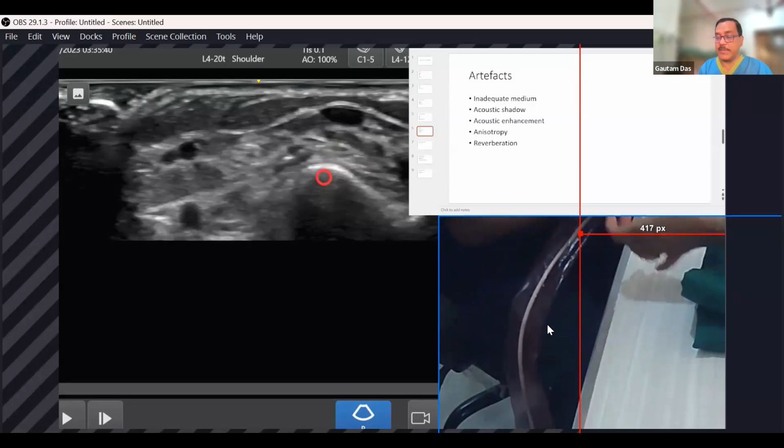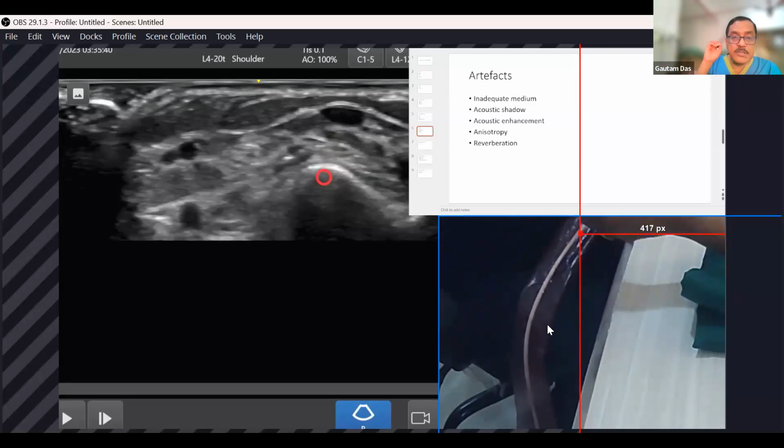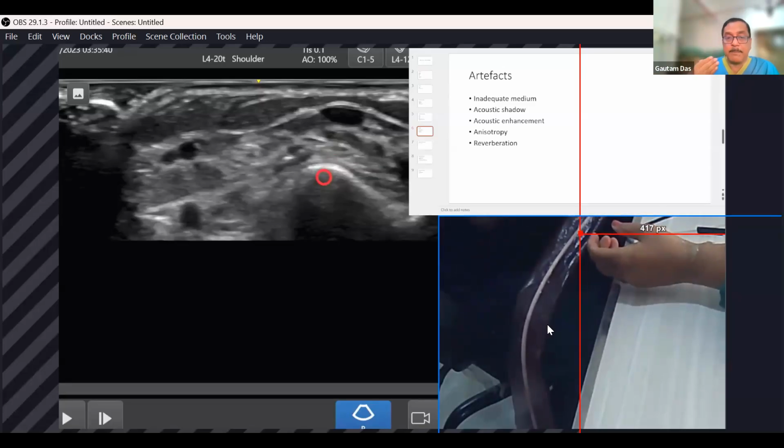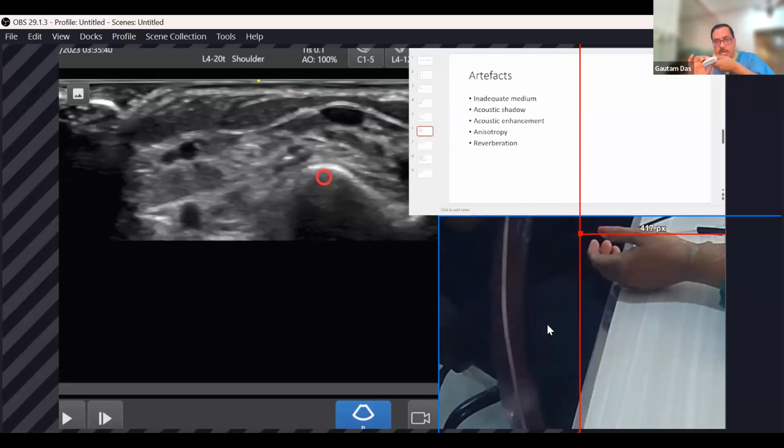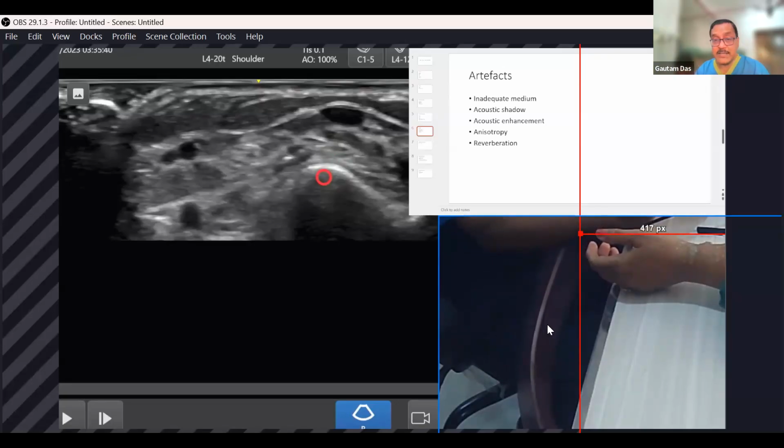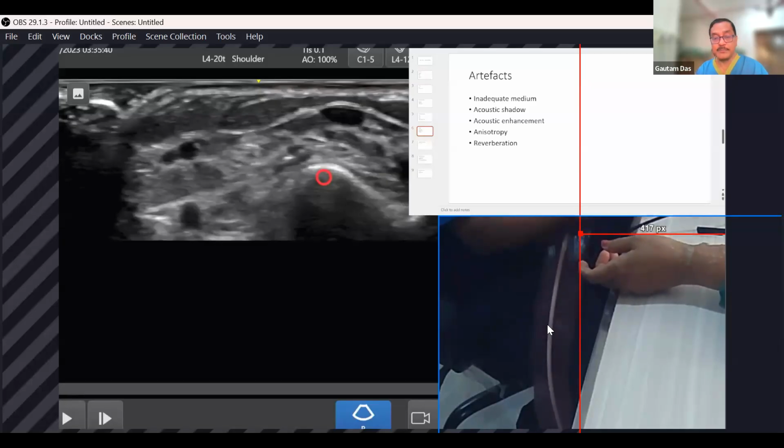Anisotropy means, as I already explained, that when the beam is reflecting and going away and not coming back, it will look anisotropic. Many times we confuse it, thinking that it is hypoechoic, there is a fluid. So always toggle it and see whether it is still looking dark or not. If it is still looking dark, then you understand that the pathology is there. Otherwise, you have to think that there is an anisotropy. So always keep in mind that anisotropy is the reason why many structures might be looking hypoechoic. Then is reverberation. I'll be showing you reverberation when I show you the needling.